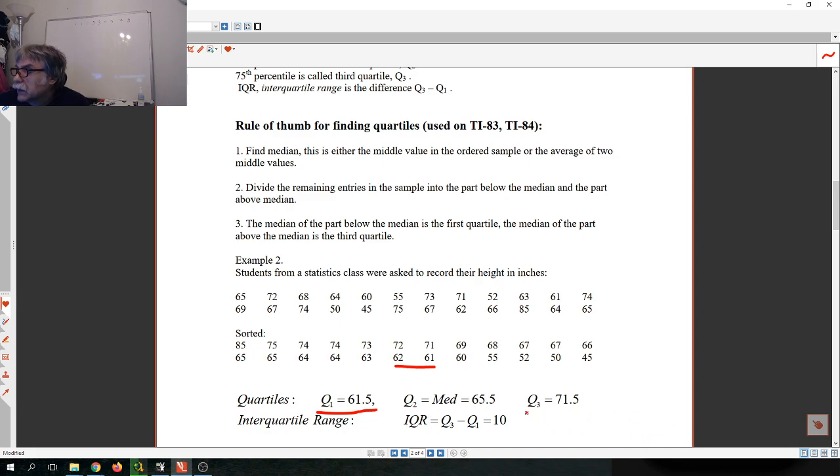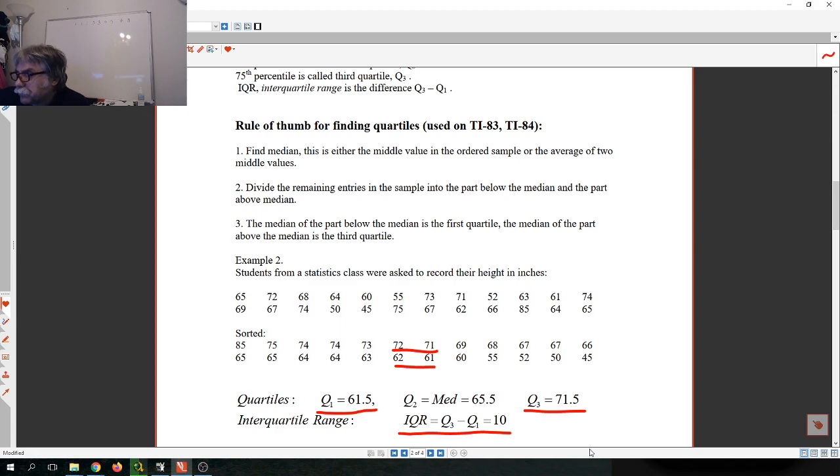The median of the upper half would be quartile 3, and that is of course going to be, in this particular sample, done by averaging 2 in the middle in the upper half. So this is 72 and 71. The average is 71.5. We also have something called interquartile range, which is the range between quartile 1 and quartile 3, which you can find by subtracting these two. So if you subtract quartile 3, 71.5, and quartile 1, 61.5, the interquartile range is the difference, which in this case is 10.